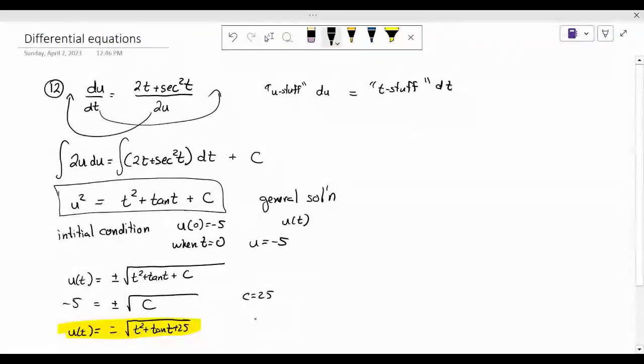All right, so let's do another one, and then we can stop. A little more difficult one, perhaps.